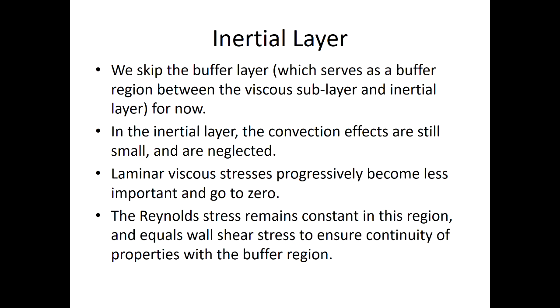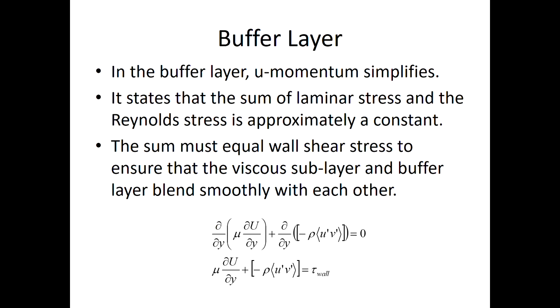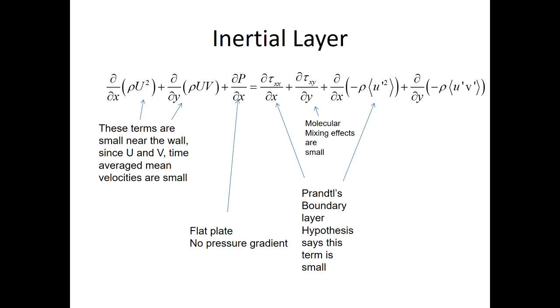Now we are going to the inertial layer. In the inertial layer, this laminar stress becomes less and less important. The eddy stresses become more and more important. So we're going to neglect this term. That's what Prandtl did. He kept the second term. He still equated it to tau at the wall. So he neglected many, many terms here.